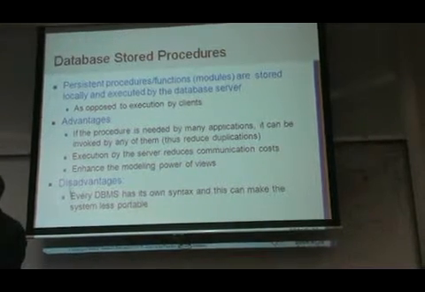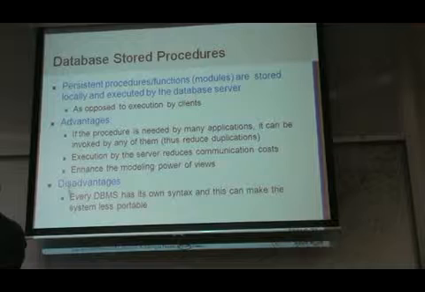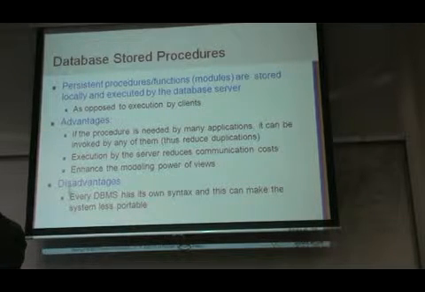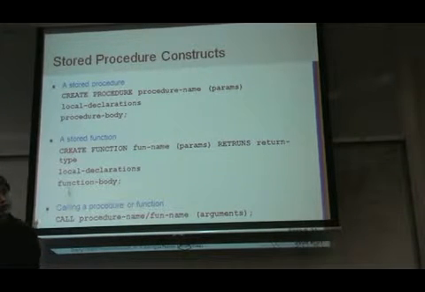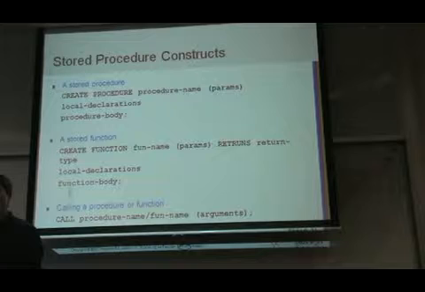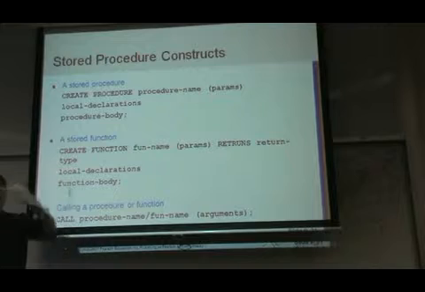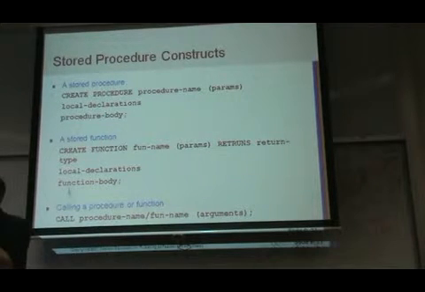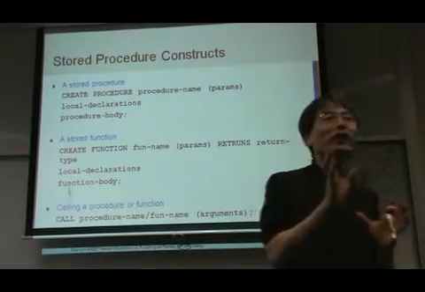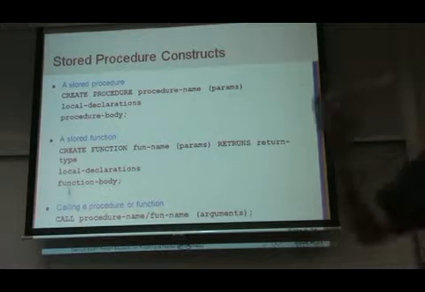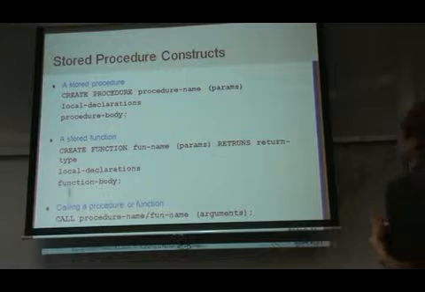The last one is the database stored procedure, which you learned before the spring break. There are two types: one is the procedure, another is the function. As you know, a procedure has no output, while a function has output, returning data. The benefit is you can create it, compile it just one time, and store it in the system. Other people can share it as long as they have permission granted.